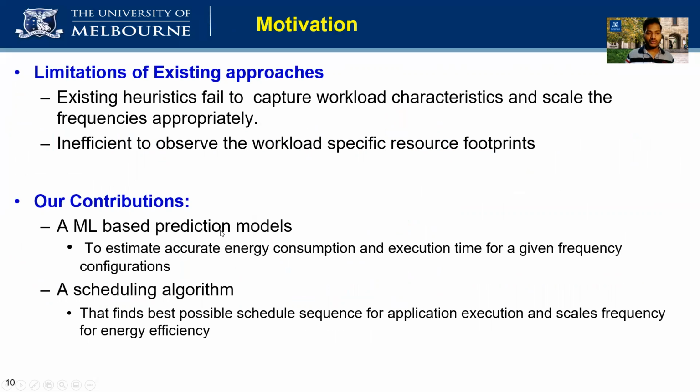consisting of two parts. One is an ML prediction model, and the other is using this ML prediction model, we propose a scheduling algorithm that finds the best suitable schedule sequence as well as scales the frequency at runtime to match the application requirements. As I explained earlier, the existing solutions to scale the frequency either go with the linear approach or use simple heuristics that fail to identify the workload characteristics and suitably scale the application frequency in their execution.